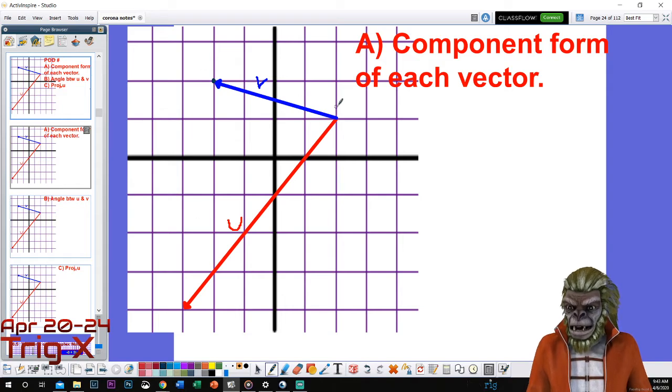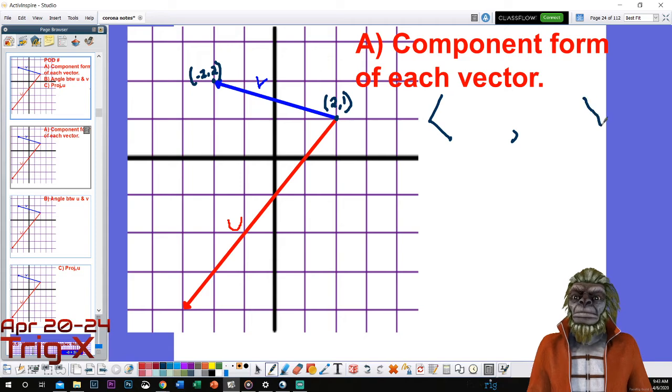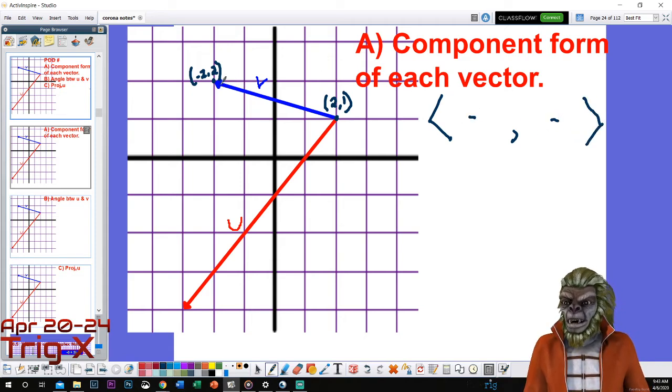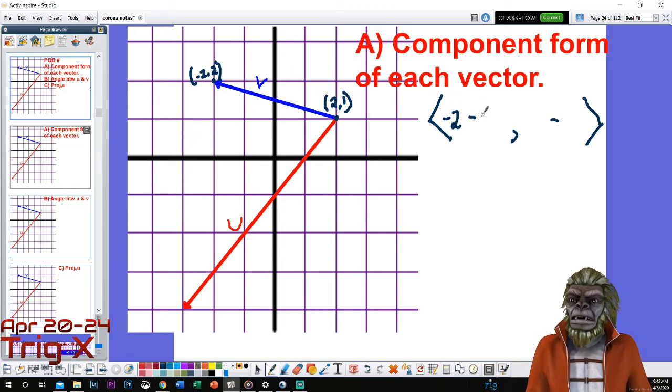So first you need to know the initial point and the terminal point. The initial point here is 2, 1. So there's my 2, 1. And then over here my terminal point is negative 2, 2. In order to form the component form, I'm going to draw my little elbow brackets and put a subtraction sign. You always start wherever the arrow points, so this is negative 2 minus 2.